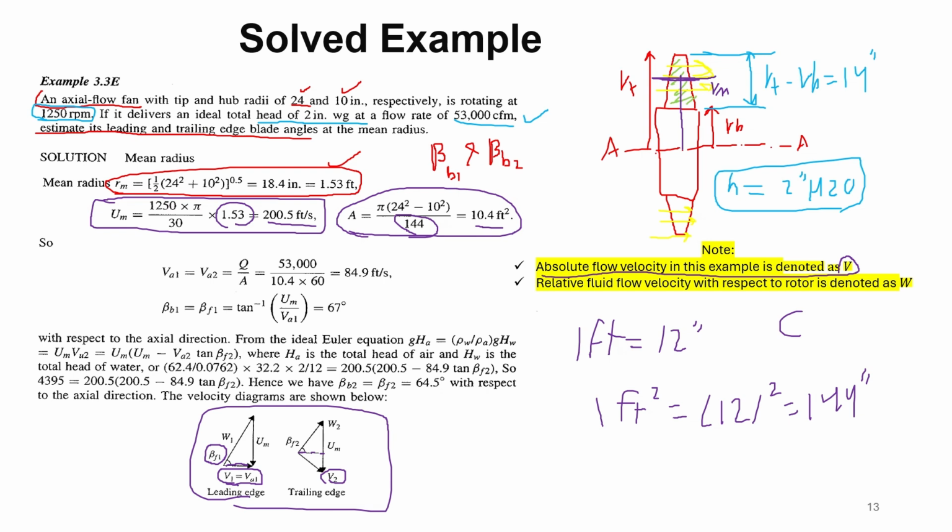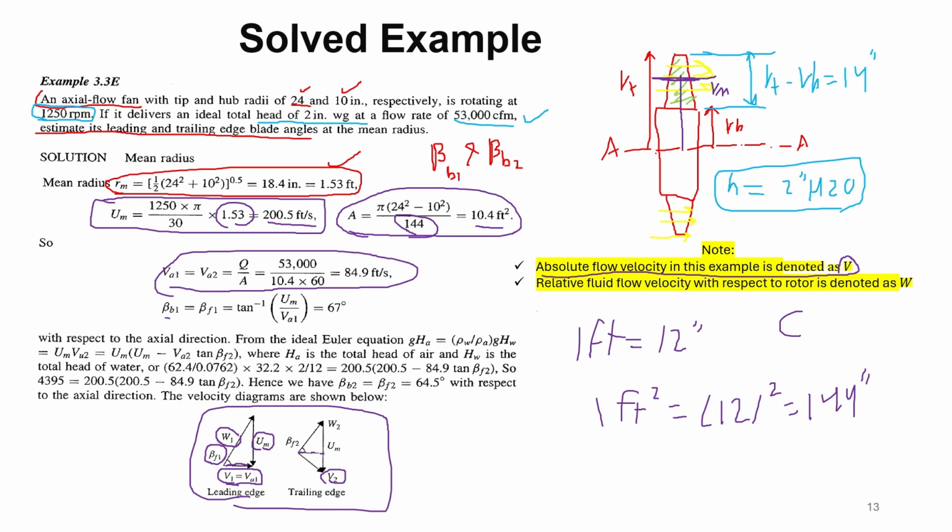Now from this geometry we can get the relationship. Here W denotes the relative flow velocity, so tan beta sub F1 is equal to opposite over adjacent, so U sub m over V1, or in other words the axial flow velocity. Now the axial flow velocity, because it's an axial flow machine, is just the total flow rate over the area.